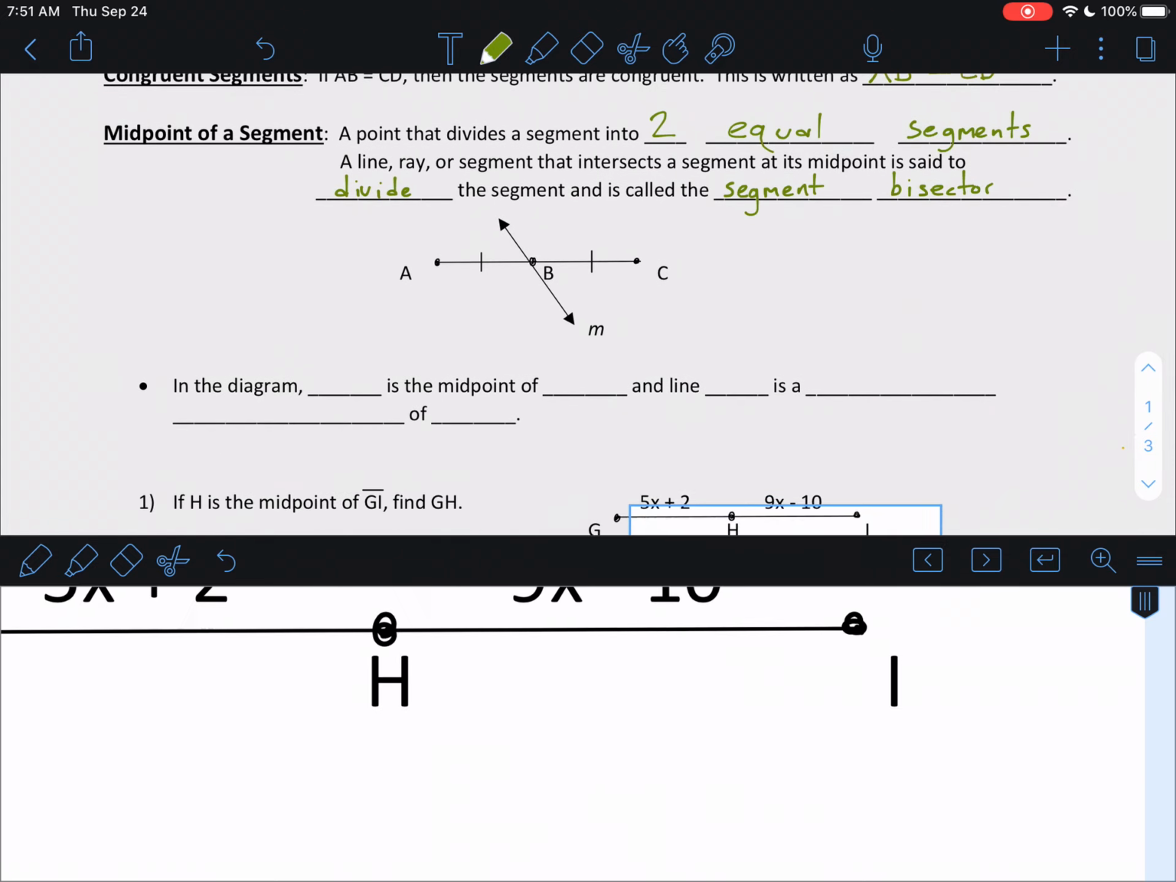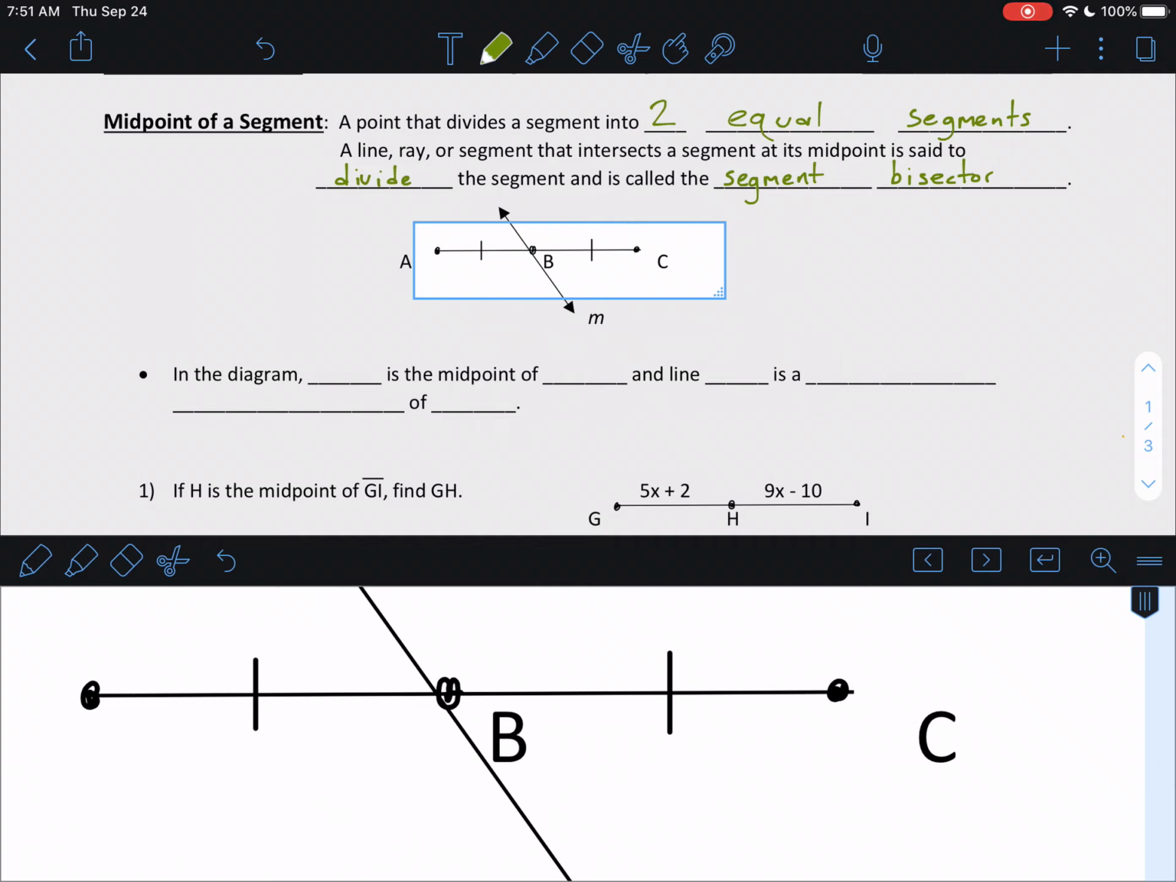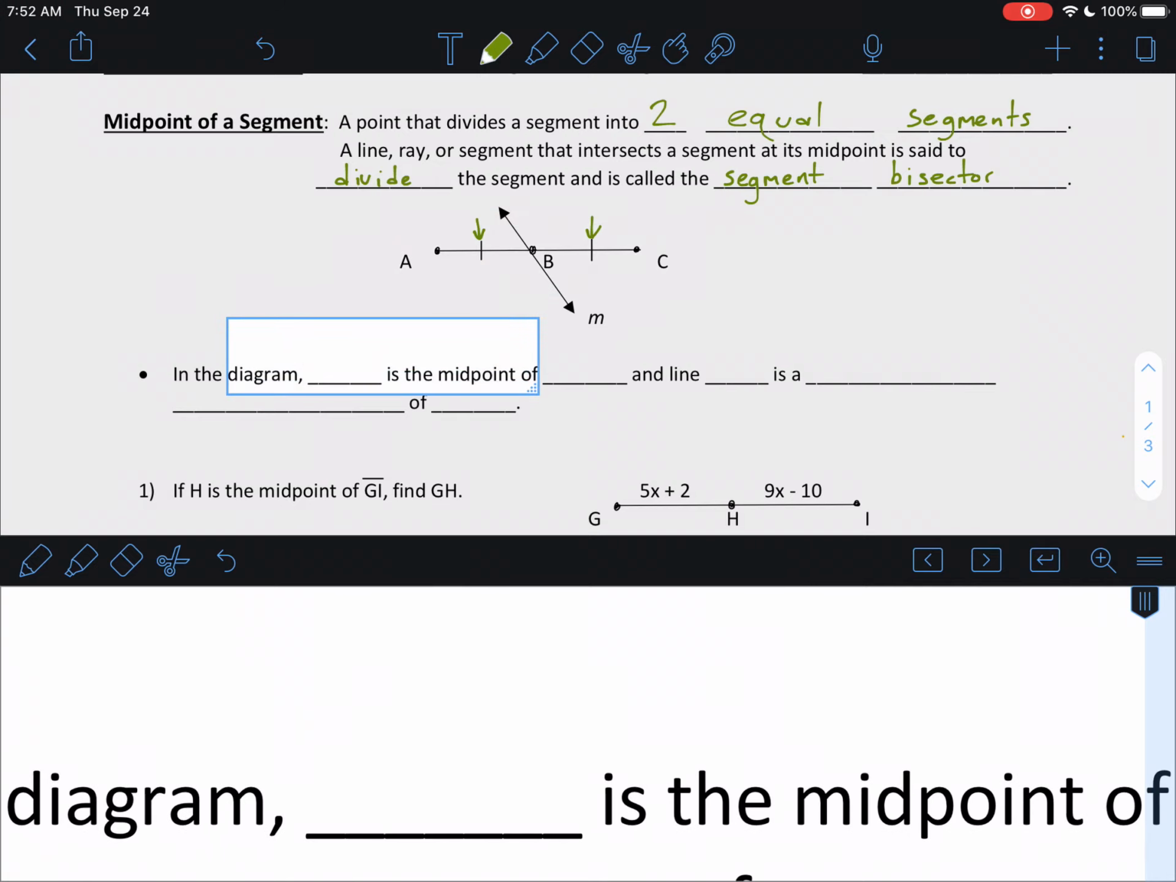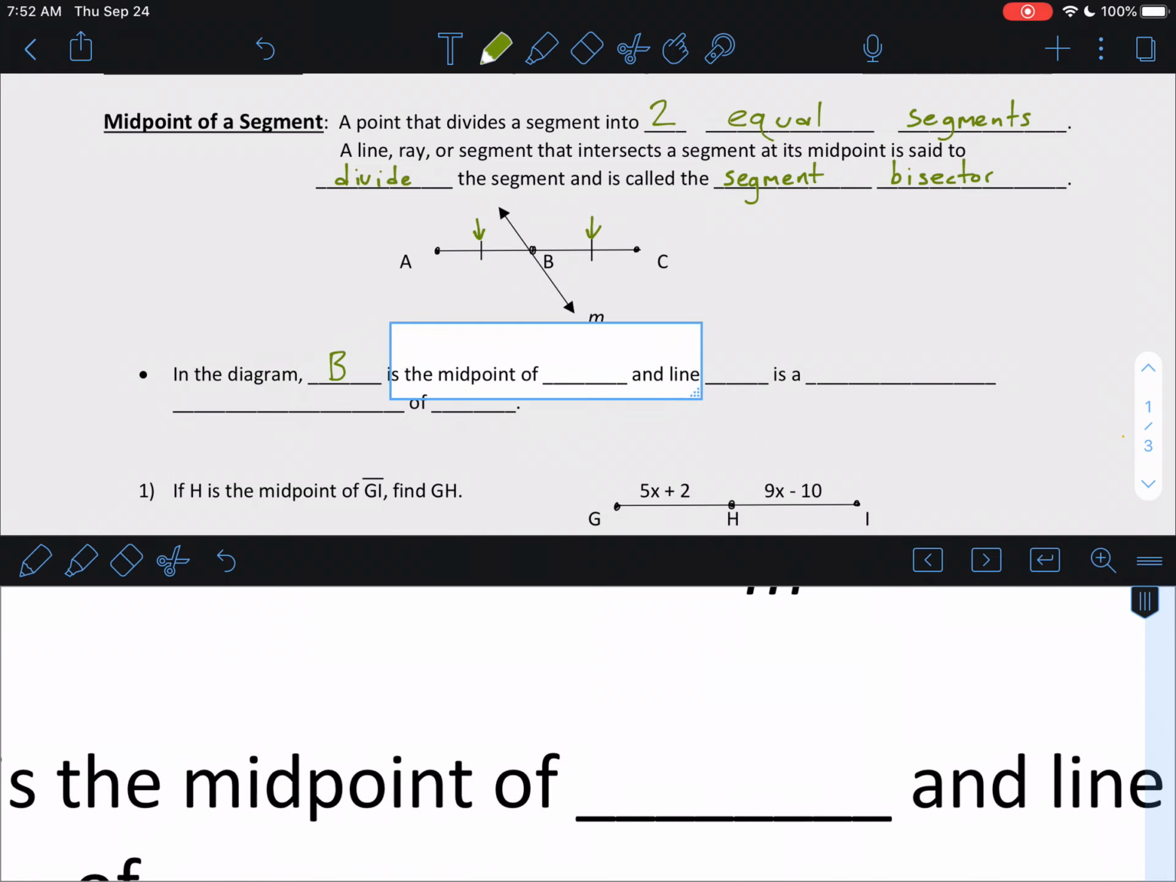All right, so then we have this diagram here with this line going through the segment, and we can tell that it's going through the midpoint of the segment. Well, it's a little bit off there, but it's going through the midpoint because of these symbols right here. Remember, when we have those symbols on segments, it means the two segments are congruent. They're equal to each other. So that means the segment AB is congruent to the segment BC. So in the diagram, the point B is the midpoint of segment AC.